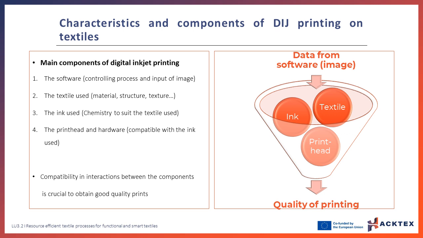The ink chemistry should be specifically formulated to match the textile being printed to achieve optimal color rendering and durability. Additionally, the textile structure and properties should be suitable for the printing process and ink absorption, allowing for vibrant prints. When all the components interact seamlessly, the result is high-quality prints with accurate colors, sharp details, and good wash and light fastness.